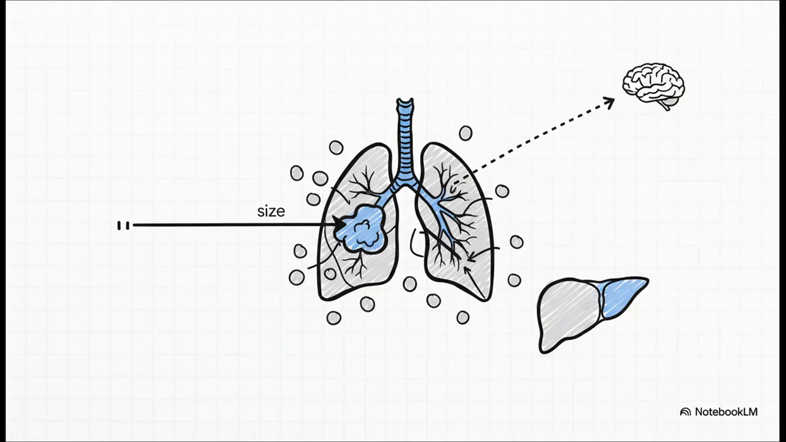And the universal system for staging is the TNM system. T stands for the primary tumor's size and how far it's invaded locally. N is for nodal involvement: has it spread to nearby lymph nodes? And M is for metastases. Are there any spots in distant sites? The TNM stage is one of the most powerful predictors of a patient's prognosis, period.